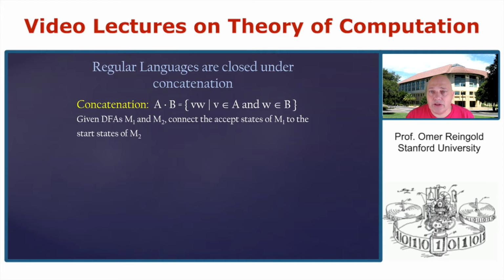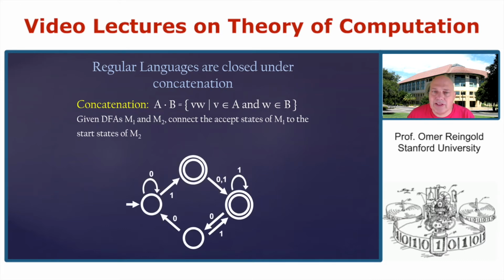you're supposed to verify that W is in B. And the guessing part is going to be guessing when does V end and when does W begin. So when to kind of jump from M1 to M2. We could have proven it directly with DFAs, but the proof with an NFA is just much, much simpler.